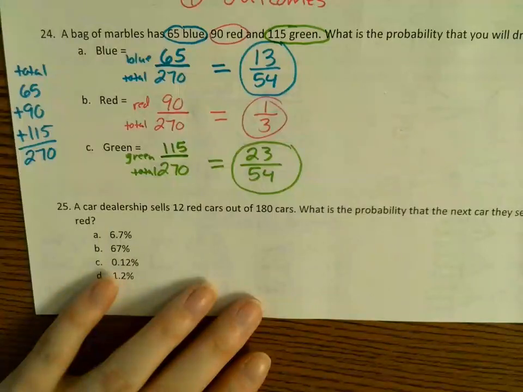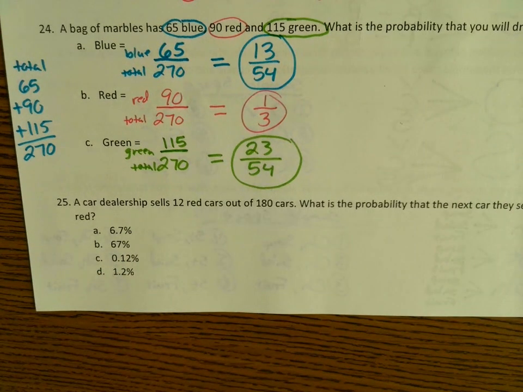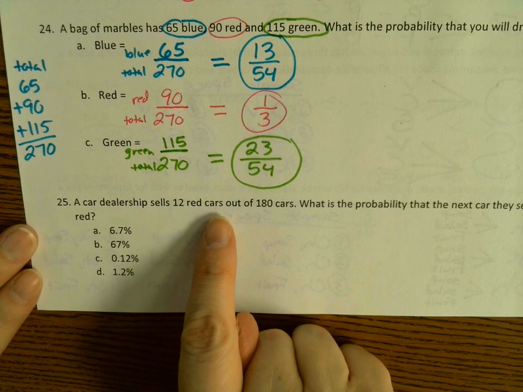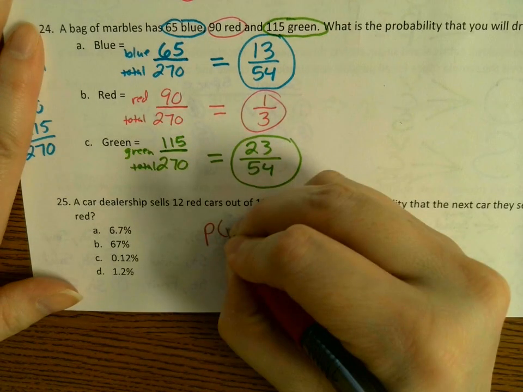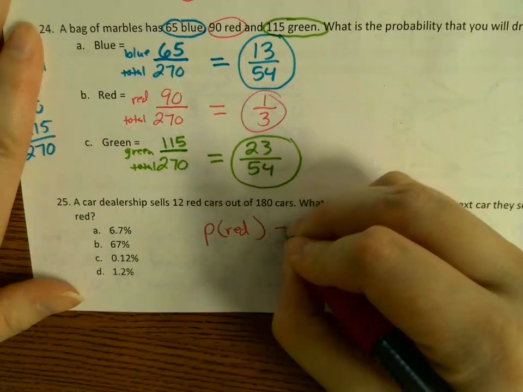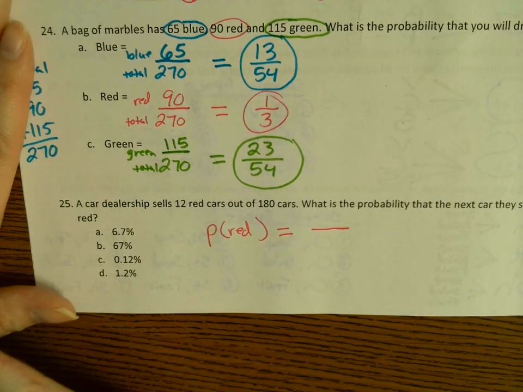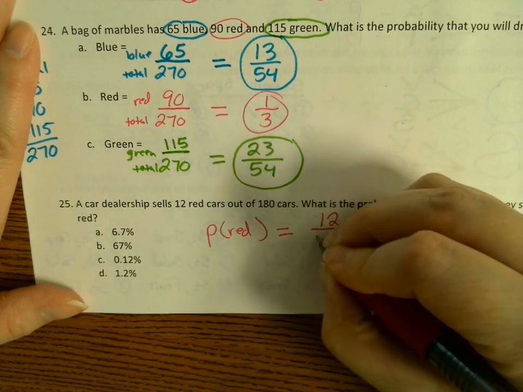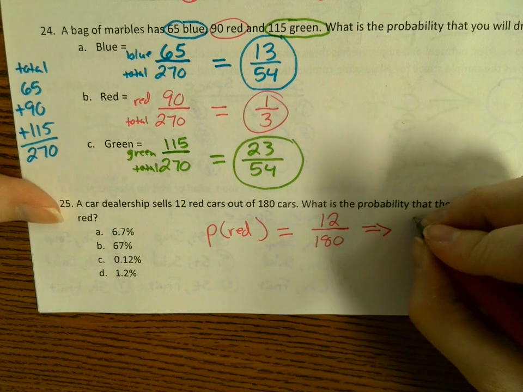Okay, number 25. Car dealership sells 12 red cars out of 180 cars. So they sold 180 cars. 12 of them were red. We want the probability that the next car is going to be red. So we need to find the probability of red. What is that fraction going to look like? 12 out of 180. Okay, when we simplify, 12 over 180 comes out to 1 over 15.